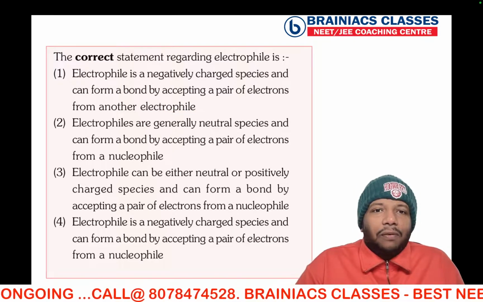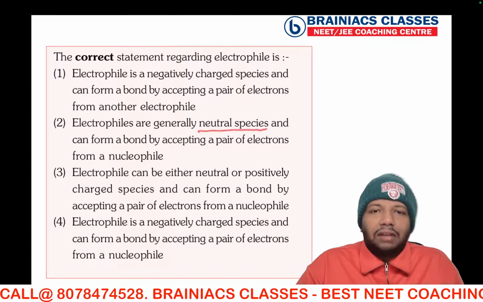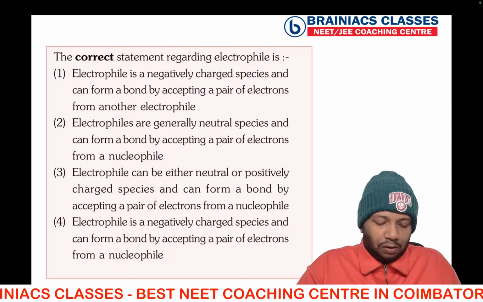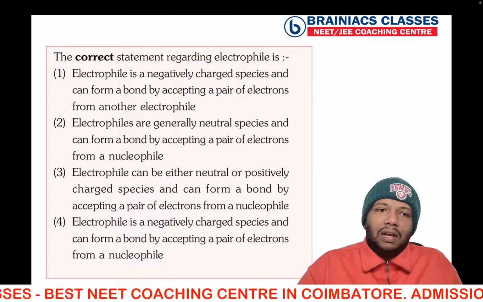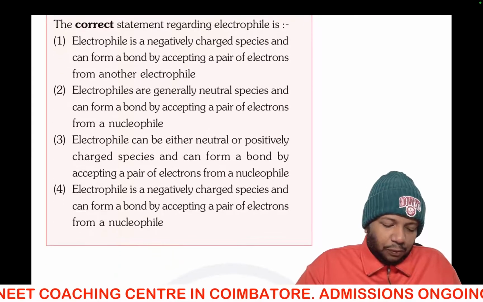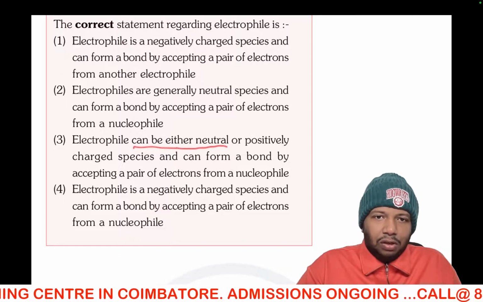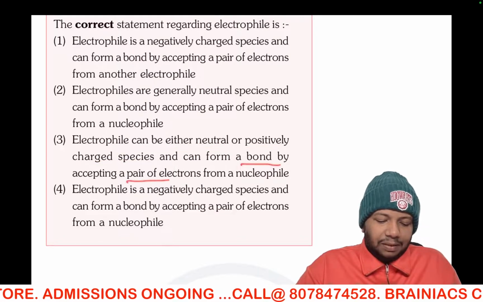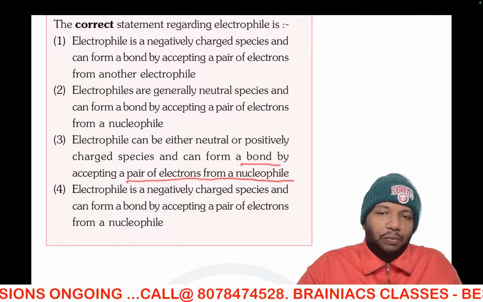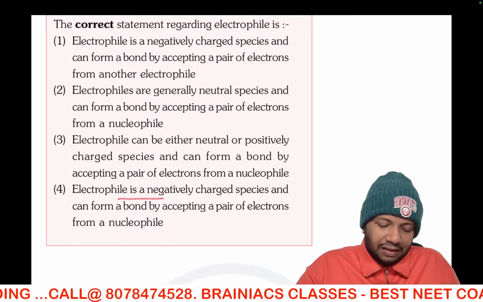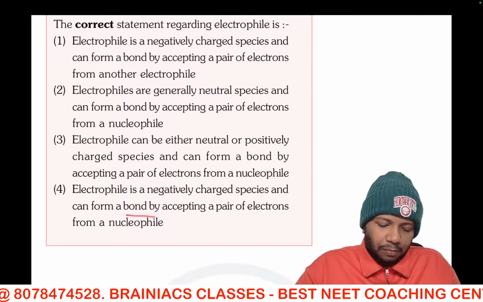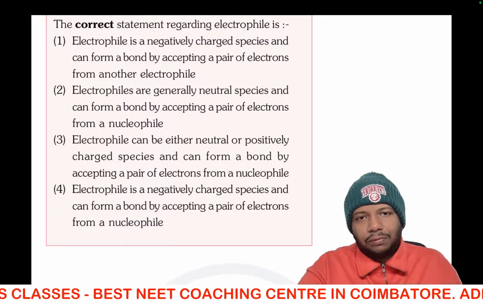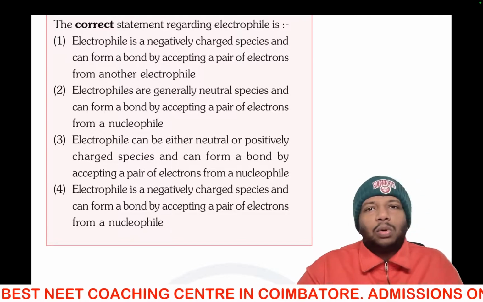Second one, electrophiles are generally neutral species, and they can form a bond by accepting a pair of electrons from a nucleophile. Now the third statement: an electrophile can either be a neutral or positively charged species, and it can form a bond by accepting a pair of electrons from a nucleophile. Fourth one, an electrophile is a negatively charged species, and it can form a bond by accepting a pair of electrons from a nucleophile. So let's try to understand what an electrophile is. That will give you a complete idea how to attend this question.